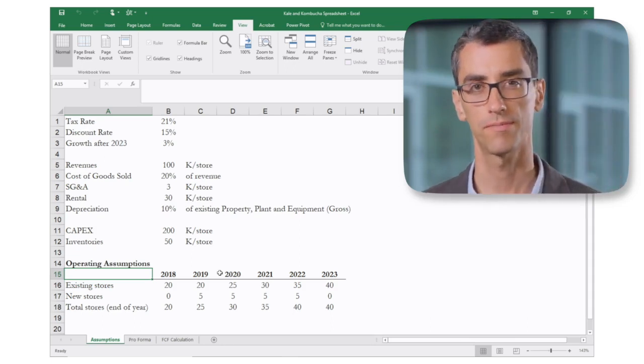Now, with all of these inputs, with all of these ingredients, what we want to do next is build what we refer to as the pro forma. The projections for this company between 2018 and 2023. And then when we turn to the free cash flow calculations, we in fact want to think about how much this company is worth if we assume that it continues operating even past 2023.